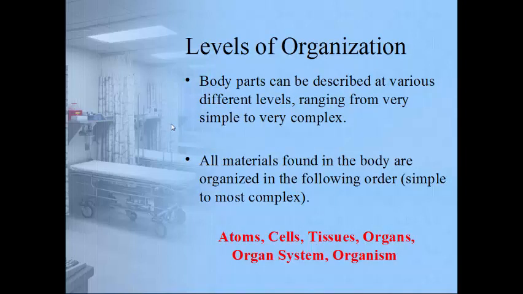All right, body parts can be described in multiple levels, varying from very, very complex down to the very, very simple. And all materials in the body are organized in the following order. And it's in red and in bold because you need to know the proper order. Now, which one is more complex, which one's more simple. The most simple, atoms. And after atoms, we have cells. After cells, we have tissues, and then organs, then organ systems, and then finally the organism. And we'll talk about all these individually here next. But you do need to know this proper order.